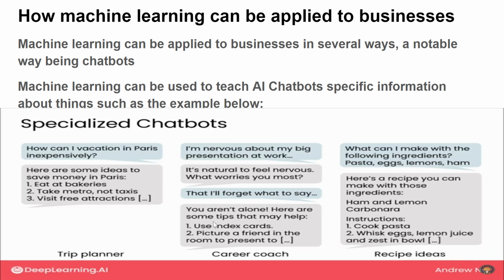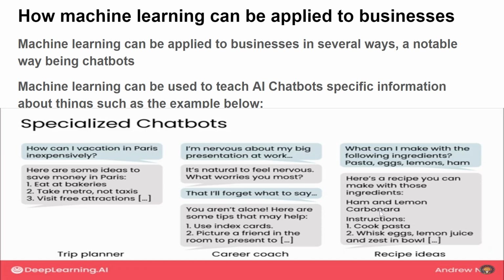The next example is a chatbot that specializes in giving advice. It's also known as a career coach. The person is given the input about being nervous about their big presentation at work, and the chatbot has been programmed to respond and ask what makes them feel nervous, what's the thing they're most worried about. Then once they've given the thing that makes them most worried about, they then give them the best answer they can create based on the data that they've been trained on. In this case, it's using index cards and picturing a friend to present it to. This type of AI chatbot would most likely be used in businesses that specialize in personal training.